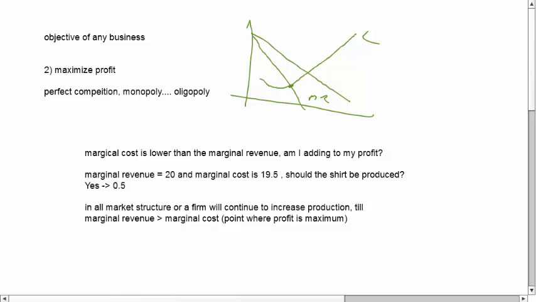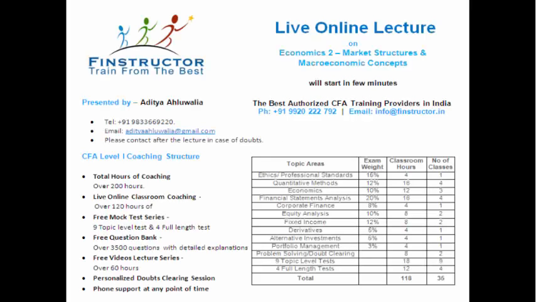If we don't stop and we produce more, then for all subsequent units produced, I am receiving less and I'm spending more, causing a loss. So I will reduce my profits if I produce beyond that point. If I stop production before that point, then I will lose out on some profit that I could have earned. Let's see an example and understand.